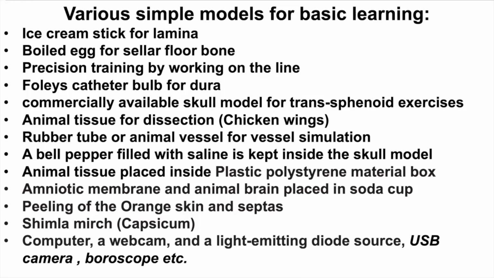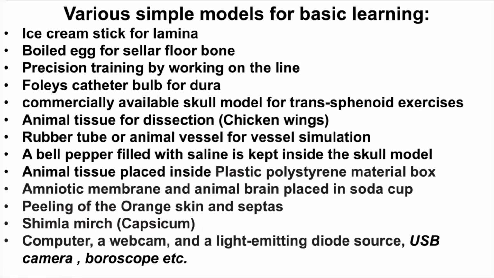A bell pepper filled with saline can be kept inside the skull model, and endoscopic training can be done. Animal tissue is placed inside the plastic box and various endoscopic procedures can be learned. Amniotic membrane and animal brain can be placed inside the soda cup. Peeling of the orange skin and the septa can be performed. Simla mirch or capsicum can be used for endoscopic training.